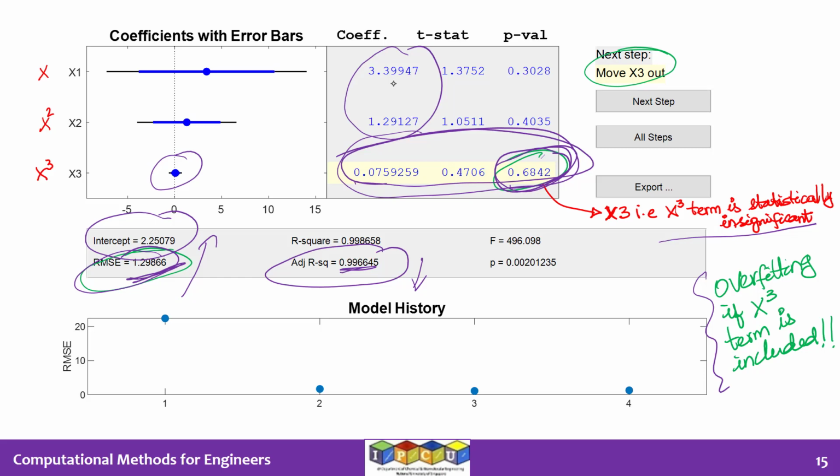When you're publishing research and doing research, overfitting is to be strictly avoided. So this stepwise tool helps us to do linear regression, and it can tell us when we are beginning to overfit the data. So this is an extremely powerful tool, and we will try using it in other examples as well.